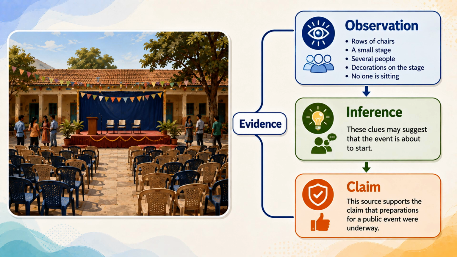Start with the source image and notice only what is directly visible: rows of chairs, a small stage, and a gathered group. Those details are evidence from the source. An observation records those visible facts without adding meaning. An inference goes one step further and suggests what the evidence may mean, while a claim is a statement that should be supported by the evidence.